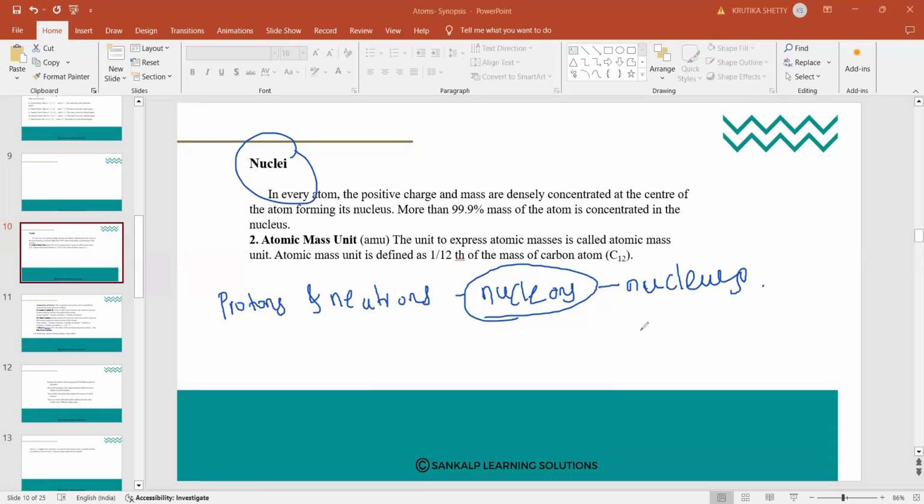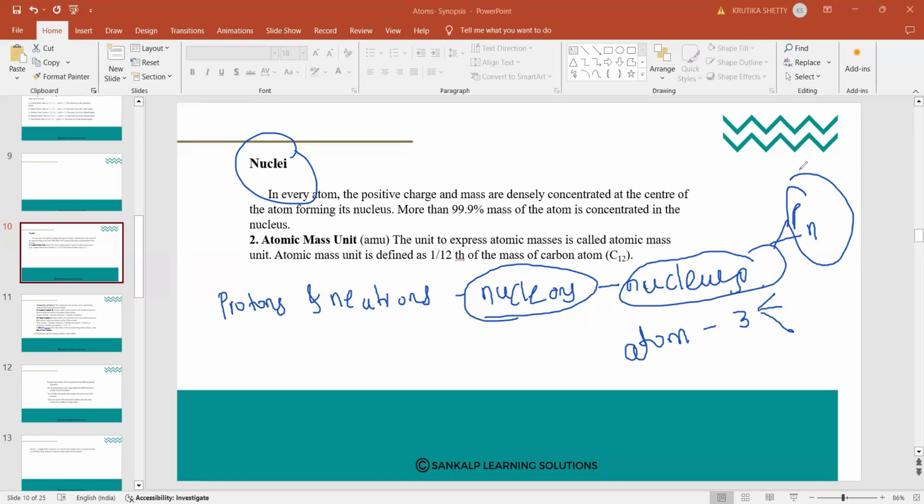So constituents of the atom, if we say, there are 3 particles: protons, electrons, neutrons. So if we say nucleus, there are only 2 constituents, that is the protons and the neutrons. The protons and the neutrons together are called what? Nucleons. Is it clear? So this is the introduction part of the nuclei or the nucleus.